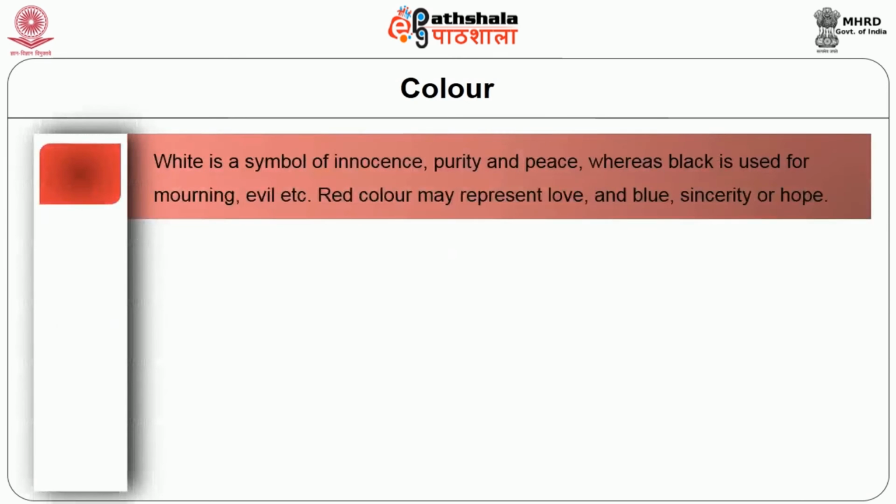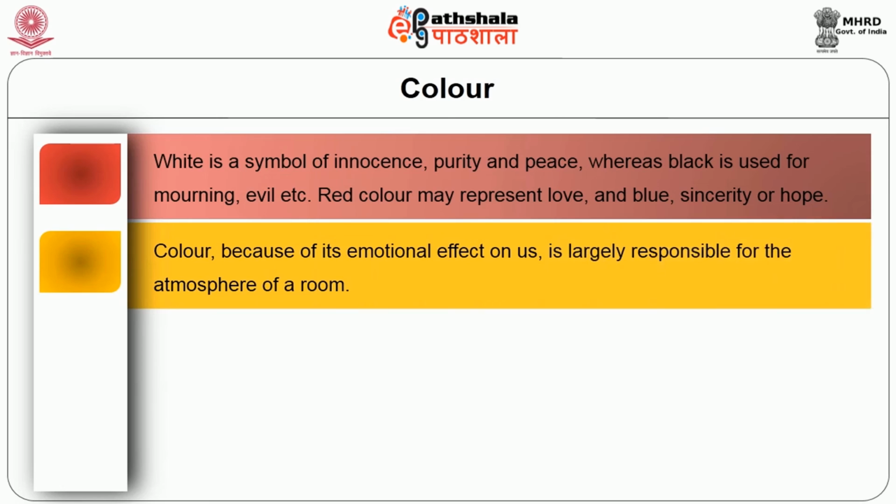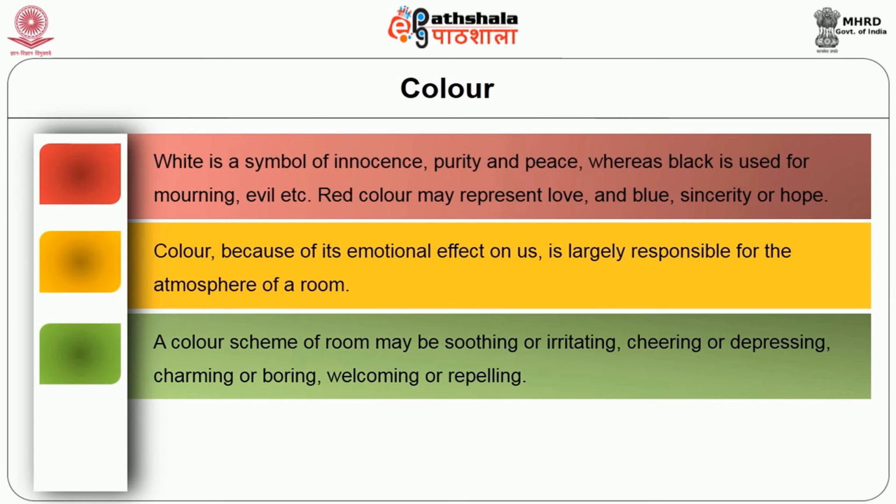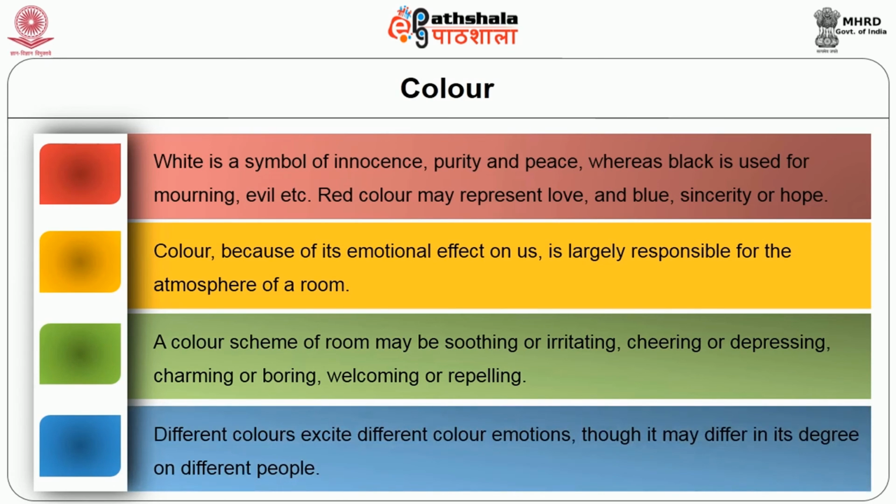Like we have white as a symbol of innocence, purity and peace, whereas black is used for mourning, evil and so on. Red color may represent love and blue is for sincerity or hope. So color, because of its emotional effect on us, is largely responsible for the atmosphere of a room. A color scheme of a room may be soothing or it can be irritating. It can be cheering or depressing, charming or boring. It can also be welcoming or repelling. So different colors excite different color emotions in the individual, though it may differ in degree on different people.